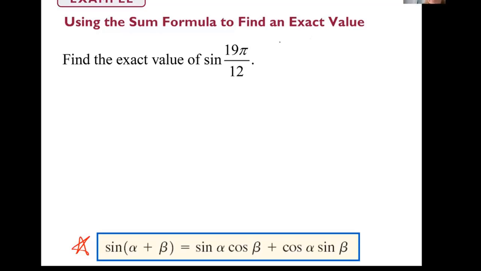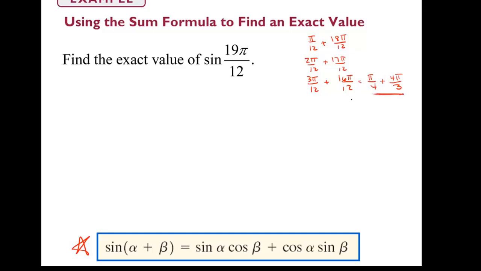So we start with, well, 19 pi over 12 is the same as pi over 12 plus 18 pi over 12, right? But that doesn't help me because I still don't know pi over 12. So I can say it's the same as 2 pi over 12 plus 17 pi over 12, which again does not help me because I don't know 17 pi over 12. So I go to the next one, 3 pi over 12 plus 16 pi over 12. Oh, this has possibilities because I know 3 pi over 12 is pi over 4, and I know 16 pi over 12 is 4 pi over 3. Do I know the values of sine and cosine at these points?